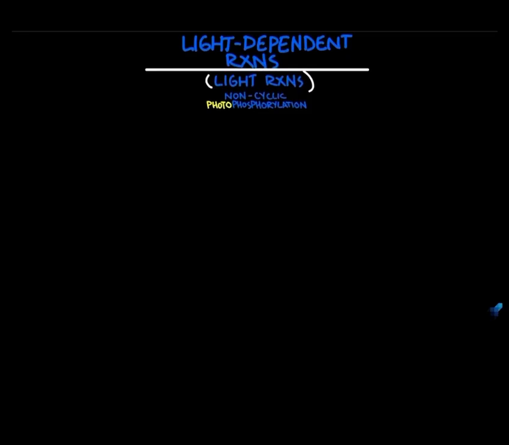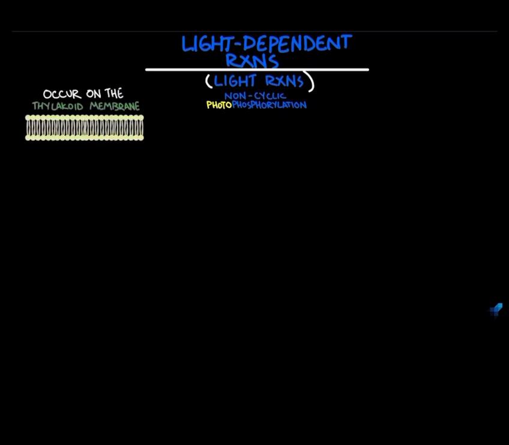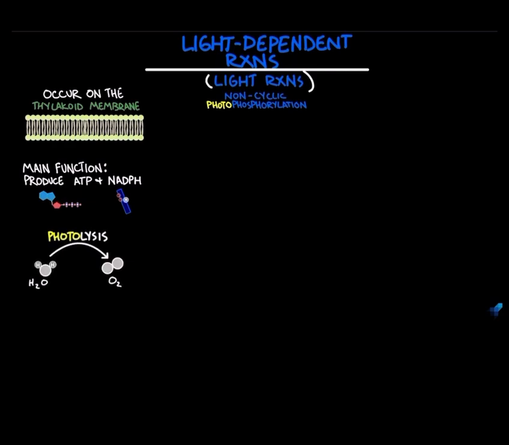Light reactions of photosynthesis. Light-dependent reactions take place on the thylakoid membranes. And what's the purpose of the light-dependent reaction? Well, it's to produce ATP and NADPH for the Calvin cycle. It's also where water is split to make oxygen.